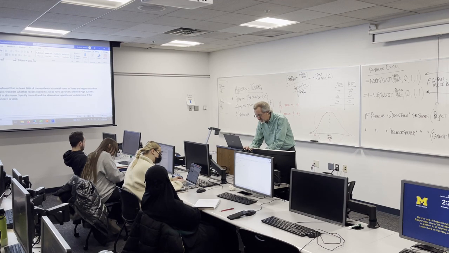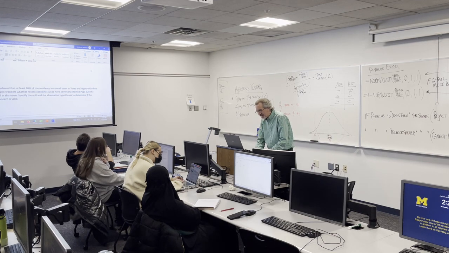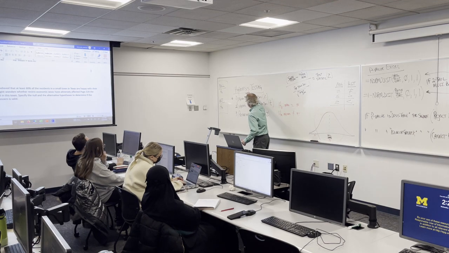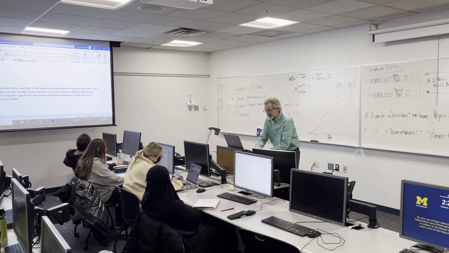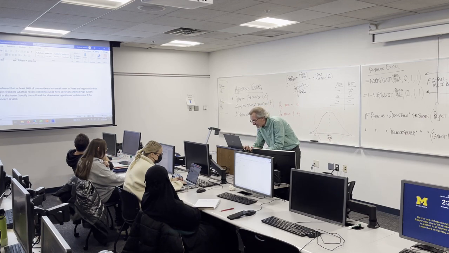Can't go any more without giving away the answer. Okay. In general, it is generally believed that at least 60%, and be careful, this could be any three of these. I don't know what these could be. It is generally believed that at least 60% of the residents in a small town in Texas are happy with their lives. A sociologist wonders whether recent economic woes have adversely affected, page 328, obviously I was copy and pasting this.